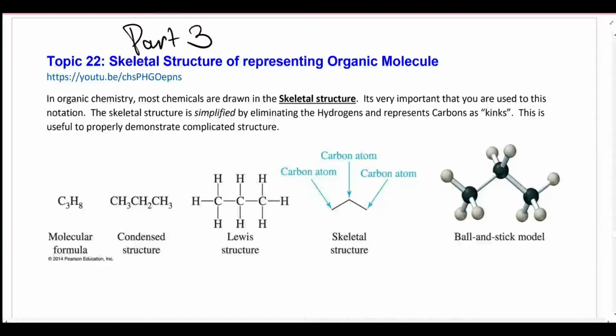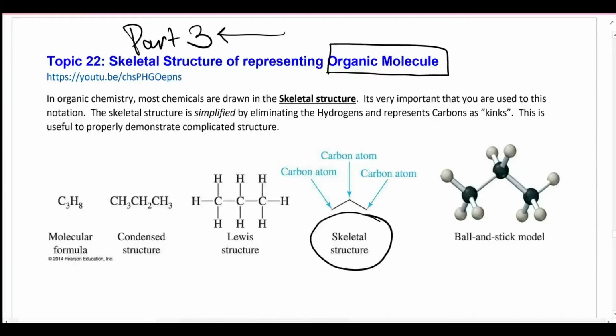Hi everyone, welcome back to the Chem 14B lecture series. We are now at part 3 of our class. What we're going to learn from this class is how to represent organic molecules and how to draw them. One of the most important skills that I want you to learn in this portion is how to draw the skeletal structure.